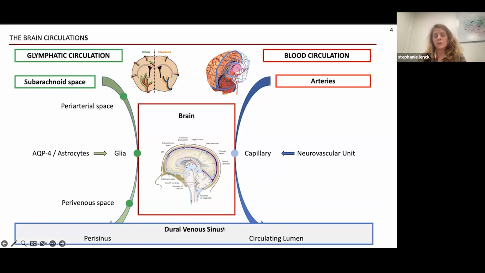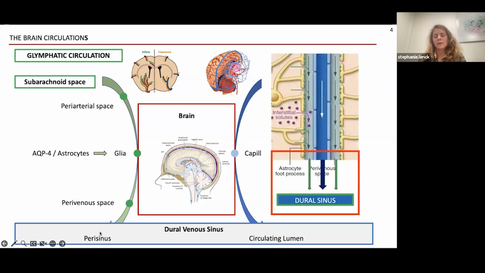But these two circulations for sure converge at the dural venous sinuses. And this is very, very interesting because idiopathic intracranial hypertension is a disease of the dural venous sinuses. So we have to consider the circulating lumen of the dural sinus, but we also have to consider the wall of the dural venous sinuses, which is the perisinus. In this perisinus, a lot of things happen. I will describe this in the next slide.